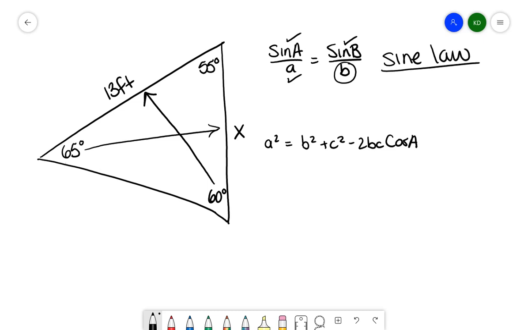So if at first you're not able to decide whether to use sine law or cosine law, you may need to use other properties first to find some other pieces of information about the triangle, and then reconsider if you can use sine law or cosine law.